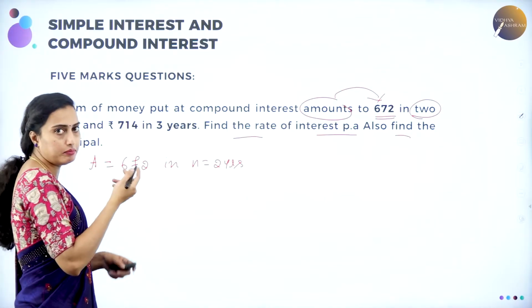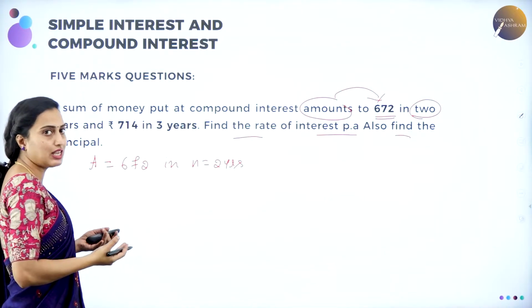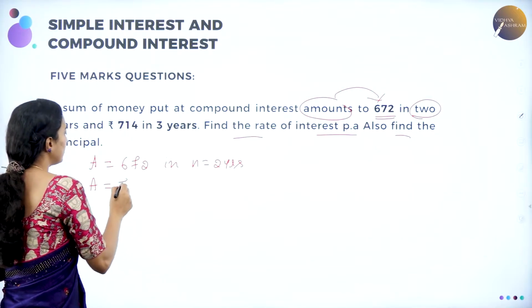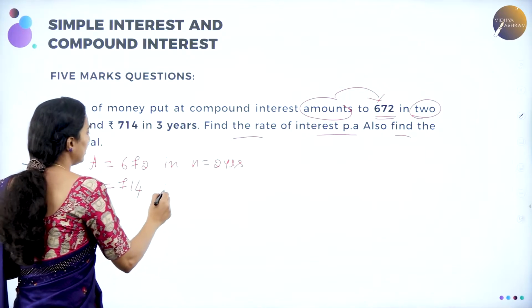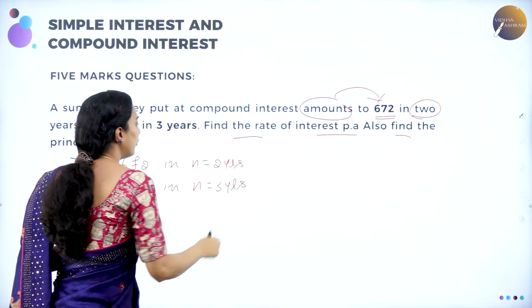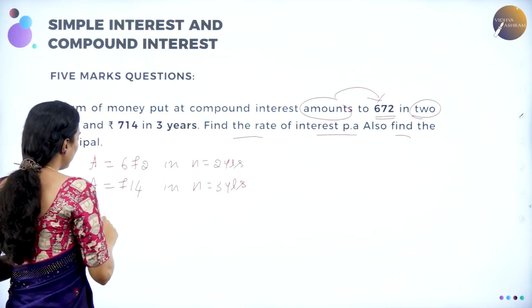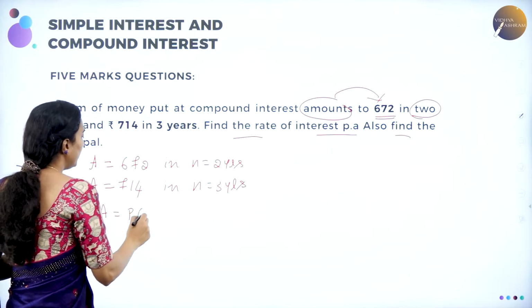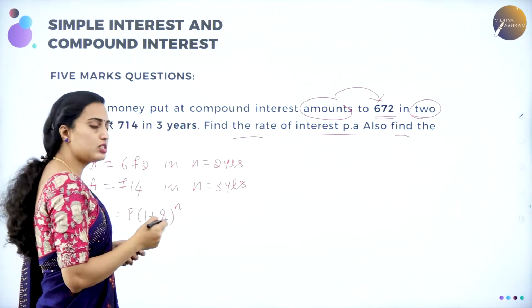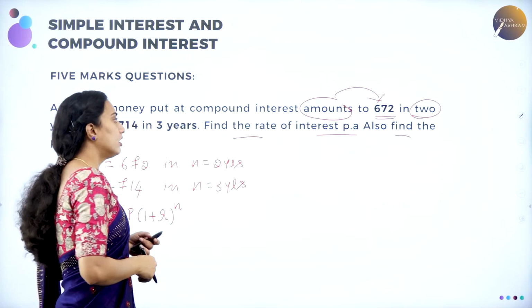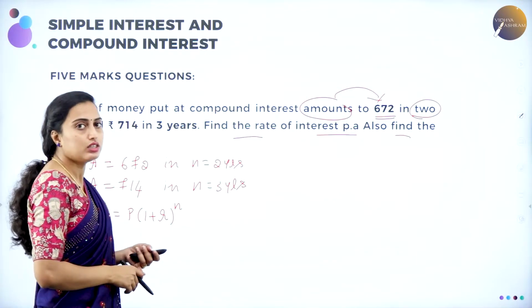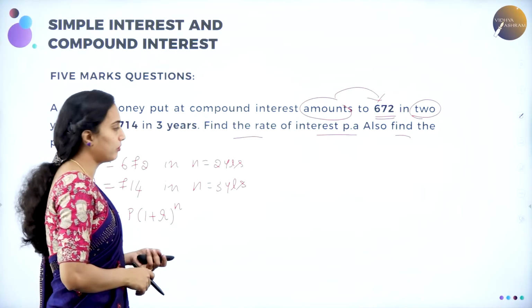So, I can use the formula. Next, let me write what they have given. Here, they have given A is equal to 714 rupees in 3 years, that is N is equal to 3 years. Which formula are you going to use? A is equal to P into (1 plus R) whole to the power of N. Isn't it? They have not given R, so let me find it by substituting in this formula.